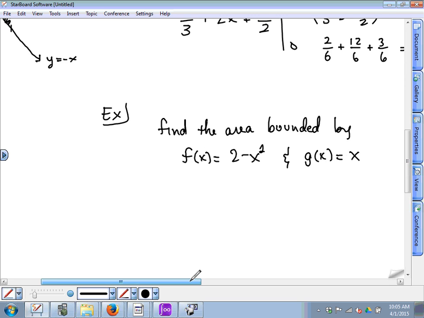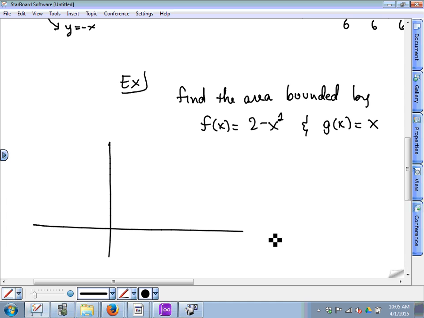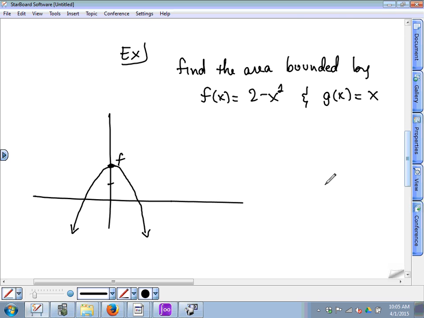Okay, so again, we don't necessarily have to graph this, but might as well. 2 minus x squared, you're going to go up to the vertex. But this time the parabola faces upside down because it's negative x squared. So this is the f function. And then g of x equals x, that one's easy. It's just a 45-degree angle line going through like that. This is the g function.